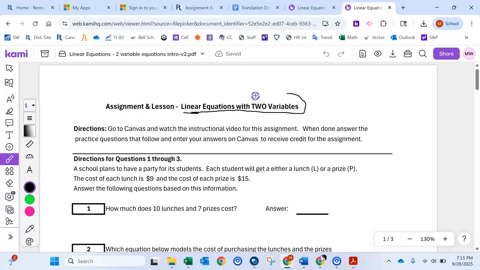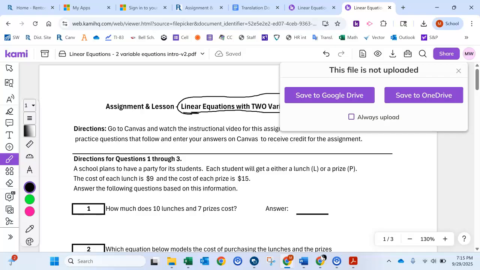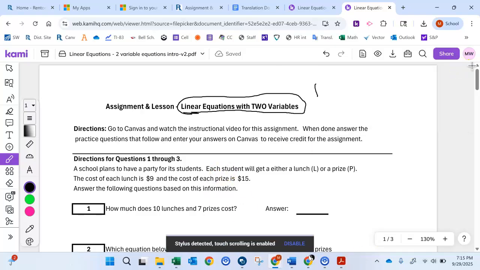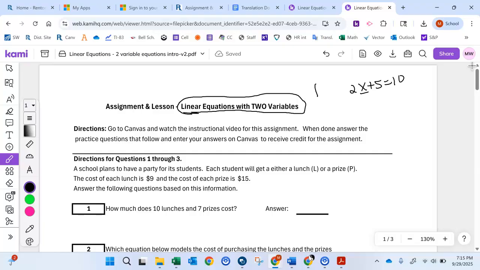Linear equations with two variables, not just one, but two variables, okay? Before, we learned about equations with one variable, like 2x plus 5 equals 10, right? That's one variable. X is the variable. Two variables would be maybe like 2x plus y equals 20. So now we have x and y, okay? This is just an example. We don't need to worry about it for this, but that's what we're going to do today.